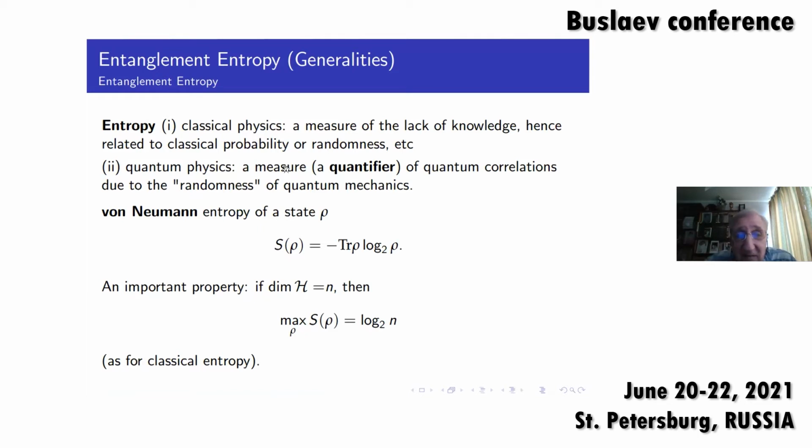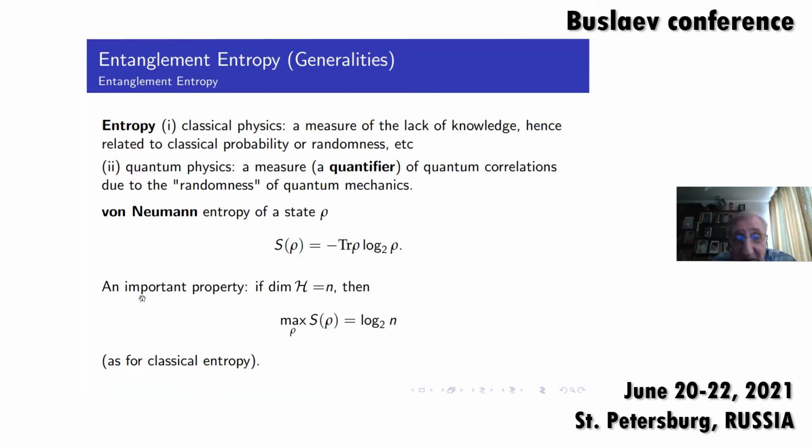In classical physics it was introduced by Boltzmann, Gibbs, Shannon, Kolmogorov, a lot of people. In quantum mechanics, it was introduced in the 30s by von Neumann, and this is its definition. You have a quantum system described by the density matrix rho. I remind you that it's a positive definite matrix of trace 1, and the von Neumann entropy is defined by this formula.